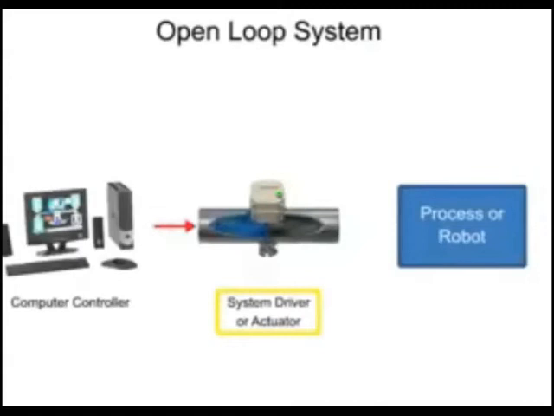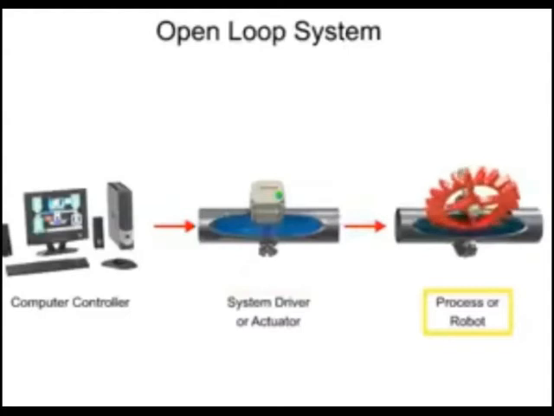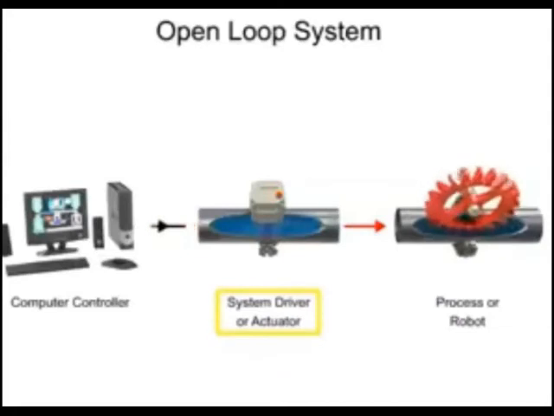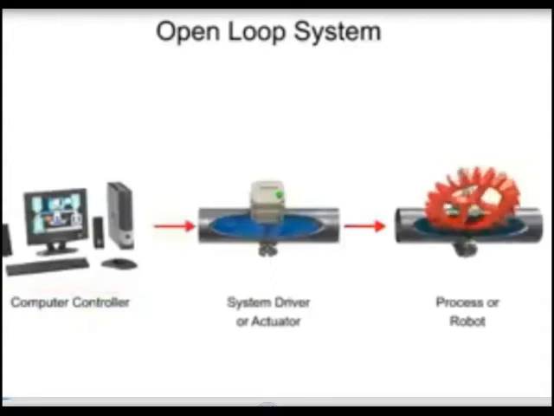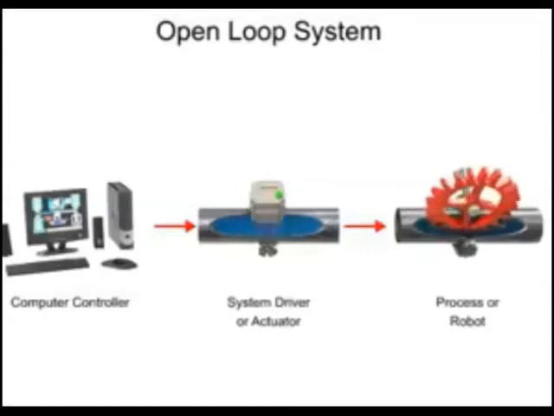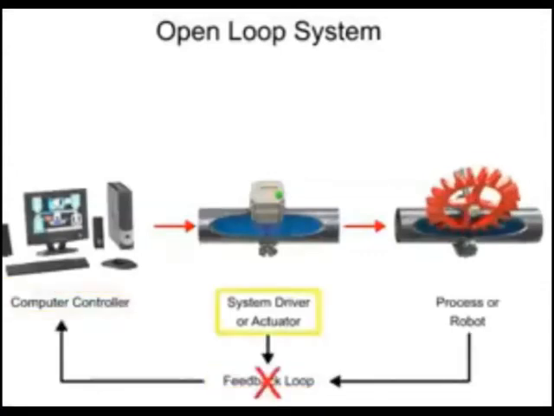The system driver then converts those signals into an operation for the process or robot to perform. The system driver can be anything from a pneumatic actuator, a hydraulic flow valve, or an electrical controller. In open-loop systems, the programmed length of time the signal is applied, as well as the integrity of the signal, are critical for ensuring that the new operation is completed. This is because there is no feedback to the computer from the system driver or the robot, and thus no updates to the signal outputs can be made.